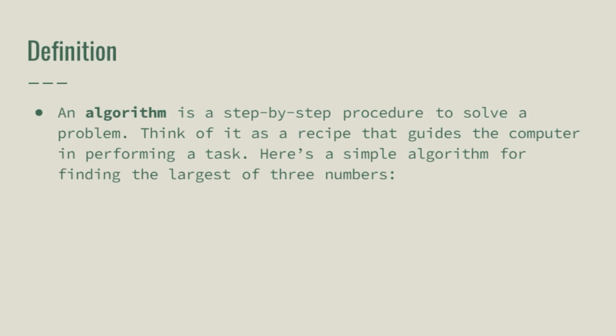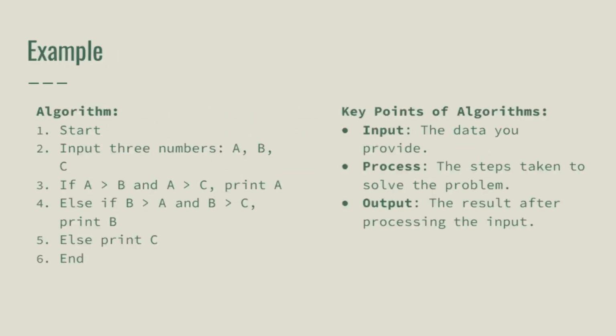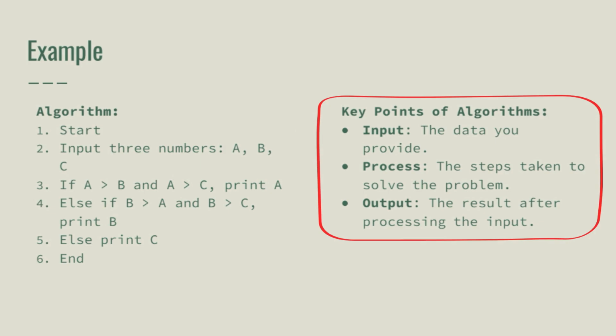Let's see a simple algorithm example of finding the largest number among three numbers. This is an example of an algorithm. Before going to that example, let's focus on the key points of algorithms. So there are three key points of an algorithm. There are inputs, process and the output. Input is the data that you want for the process to solve a problem. Output is the solution that you are getting from solving the problem. And between all the procedures you are doing, that is process.